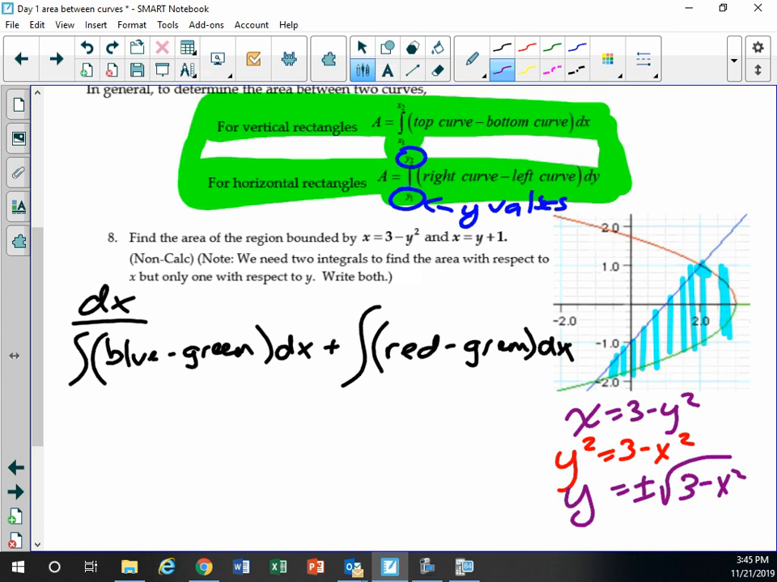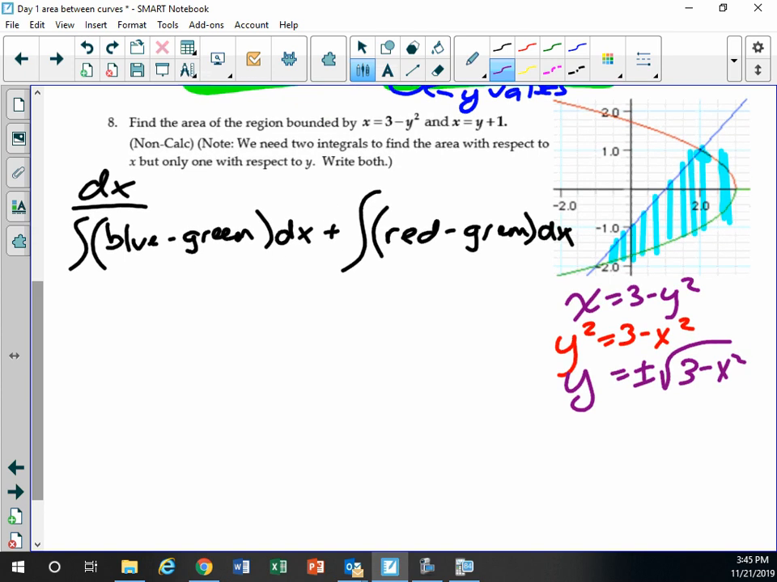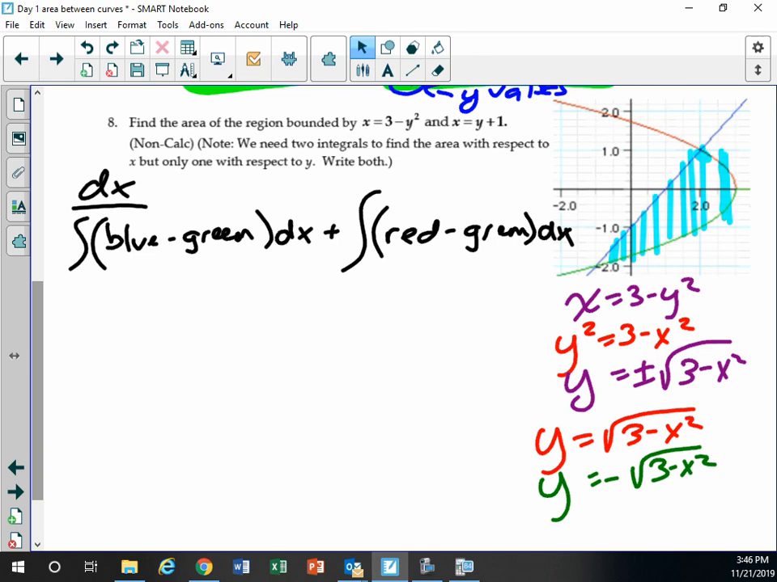Or better yet, in red, I have y equals the positive portion of the square root of 3 minus x. And in green, I have y equals the negative portion of the square root of 3 minus x. Which means, oh, I didn't know where they intersect. Well, I can tell that on my graph because I graphed it for you. That would be 2. And over here, that would be -1.